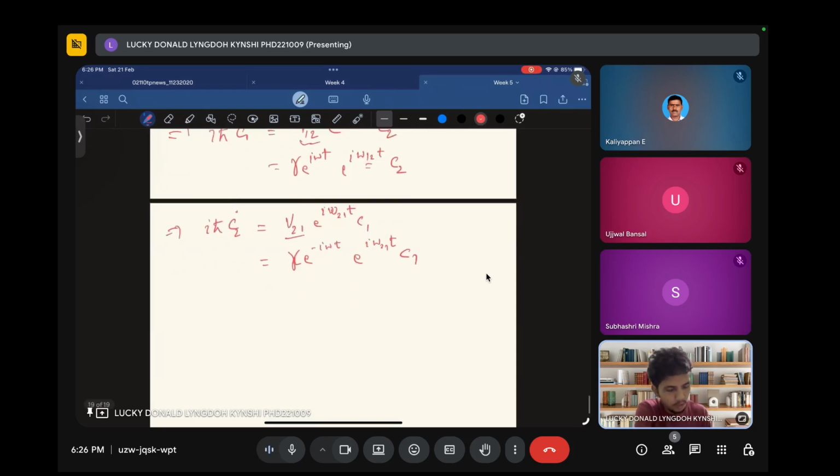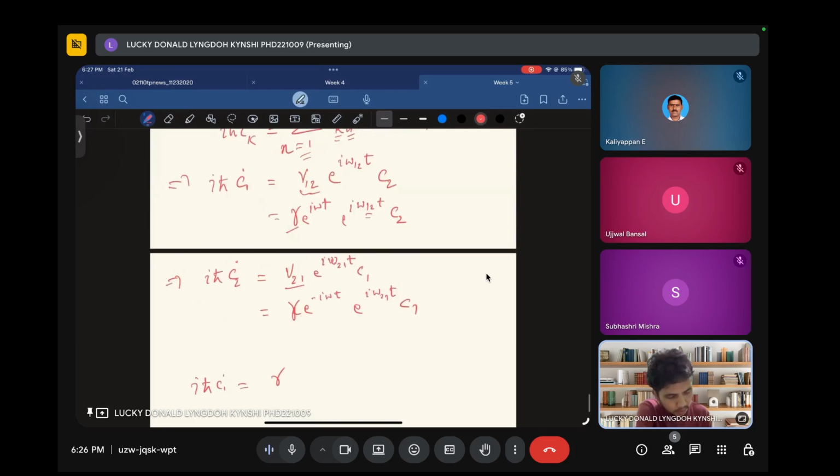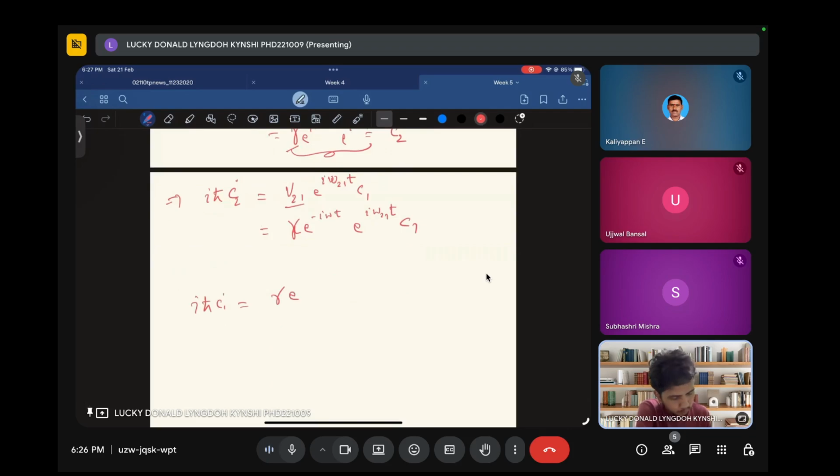So if you simplify both of them, you will get i h cross c1 dot equal to gamma e to the power of i (omega minus omega naught) t c2, and i h cross c2 dot is equal to gamma e to the power of minus i (omega minus omega naught) t c1.